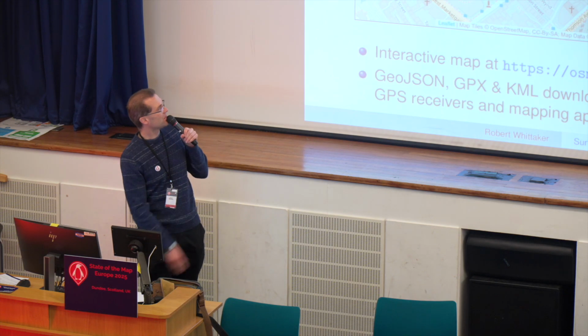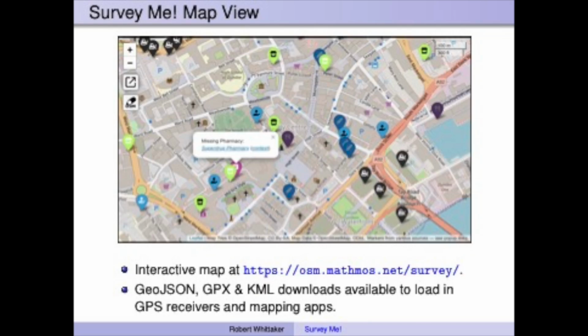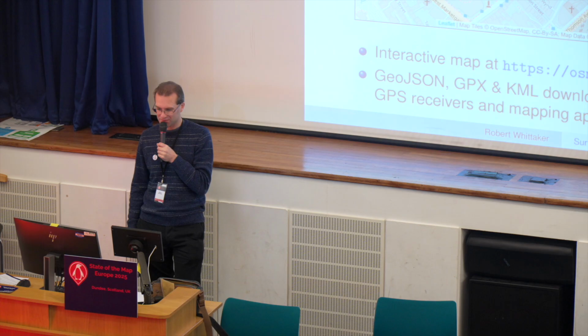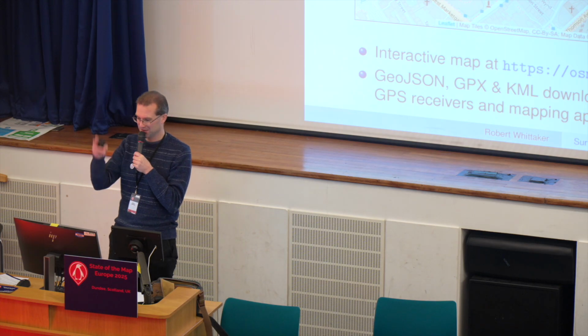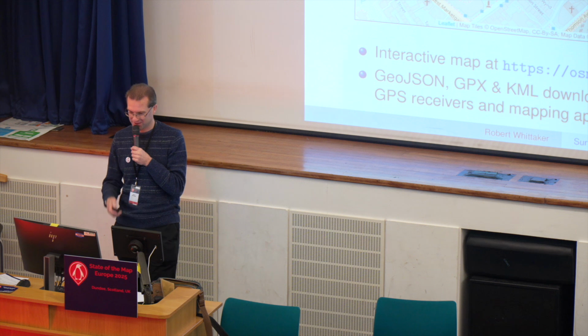So this is what you get in SurveyMe. There's an interactive map online at this address, and you can also download these little markers as a GeoJSON, a GPX, or a KML file, and then load it into your GPS receiver or favourite mapping app. And then you can go around and tick off some of those bits as you're passing.